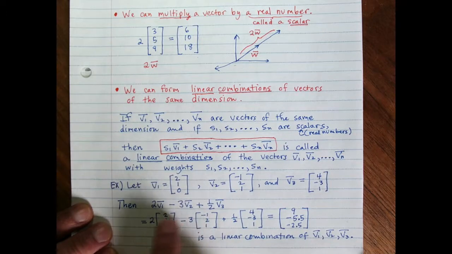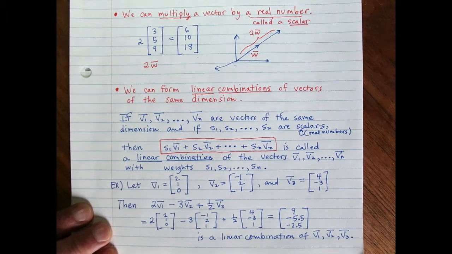So here's an example of a linear combination. 2v1 minus 3v2 plus a half v3. I can subtract because minus 3v2 is the same as adding a negative 3v2, right? And fractions are fine. In fact, any real number coefficient is fine there, or any real number weights, we might say.